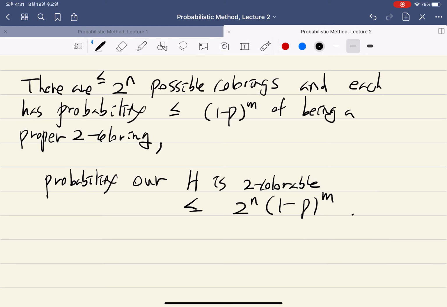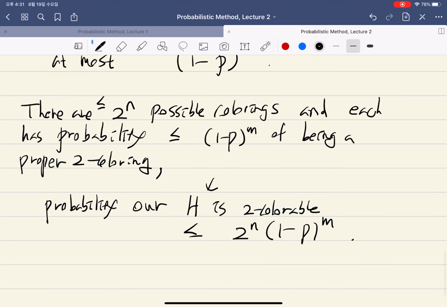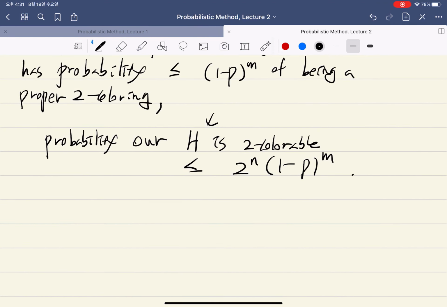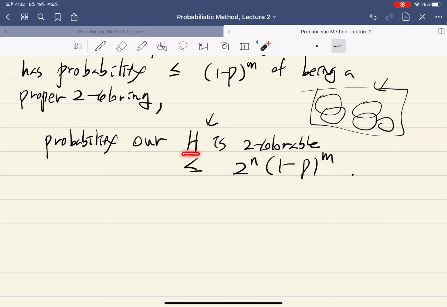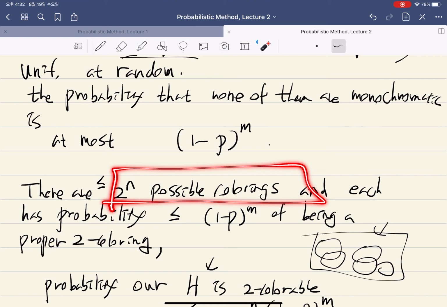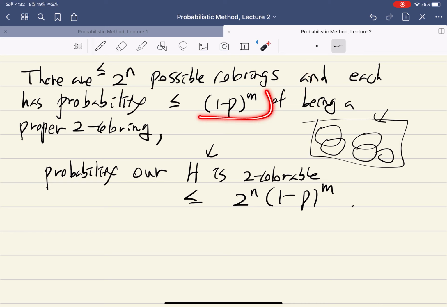H is obtained by choosing m edges independently, uniformly at random. So you choose one set of size k, and then a second set of size k, and a third set of size k, and so on. Then you get all the edges, and that's our H. And this being two-colorable means that at least one of the possible colorings is a good coloring, which has probability by union bound at most this times 2 to the n. So this is the upper bound.